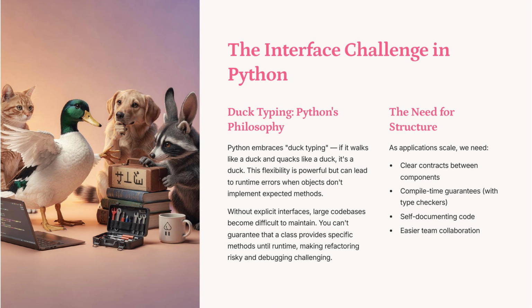Python's duck typing allows flexibility by treating objects based on behavior rather than explicit types. However, this can lead to runtime errors if expected methods are missing. Without explicit interfaces, maintaining large code bases becomes challenging. As applications grow, clear contracts, compile time guarantees, and self-documenting code are essential for easier collaboration and safer refactoring.